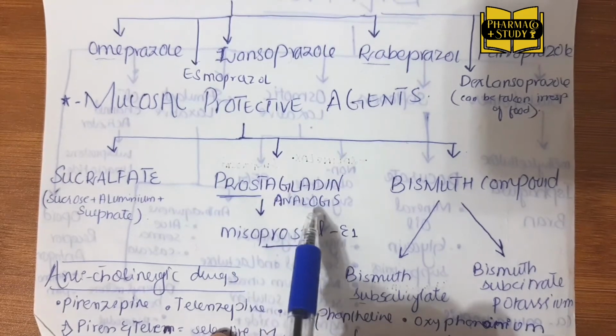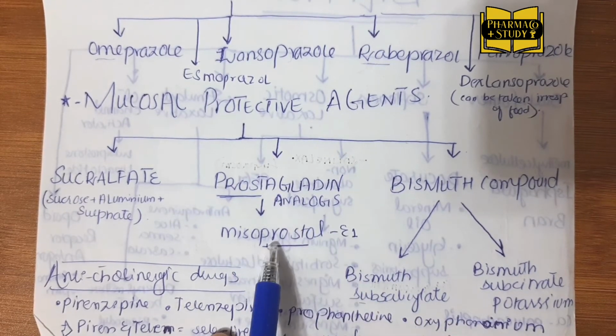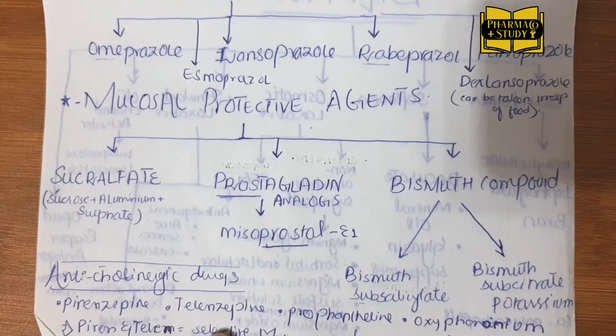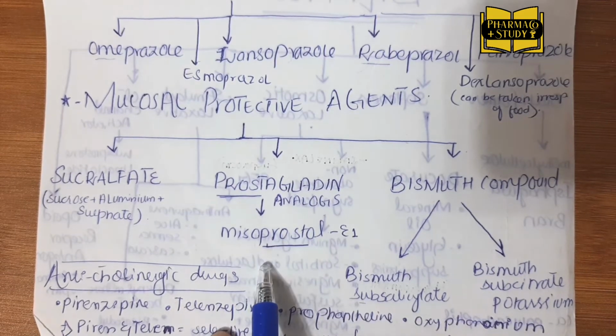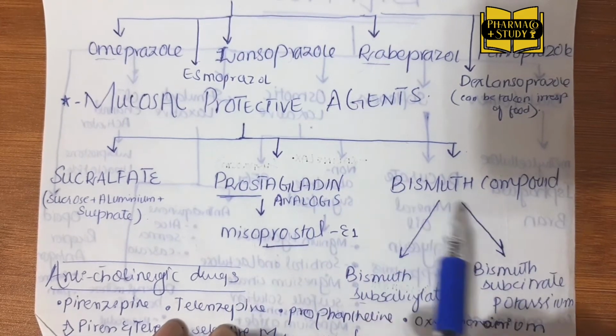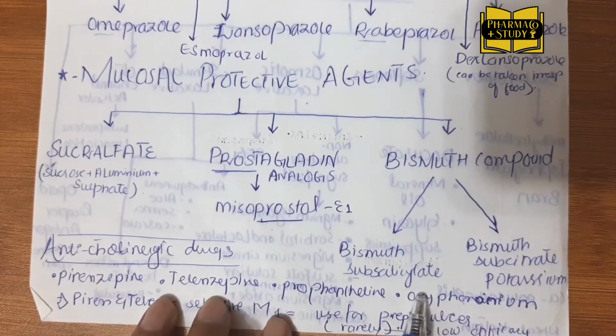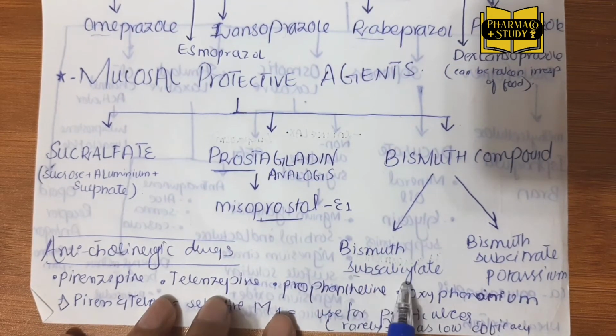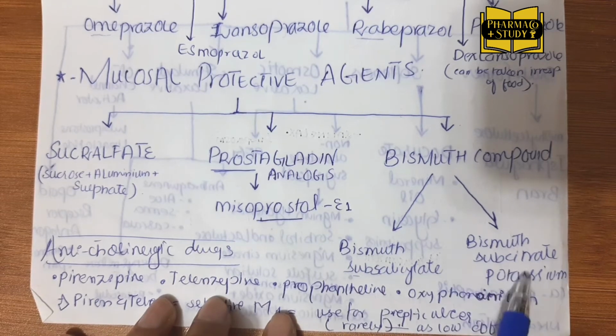Next comes the prostaglandin analog, which is misoprostol. Misoprostol is a very important drug, but it has a number of side effects. It can cause abortion, so it must be used with great care and caution. Next comes the bismuth compounds. In the bismuth compounds, we will see bismuth subsalicylate and bismuth subcitrate potassium.